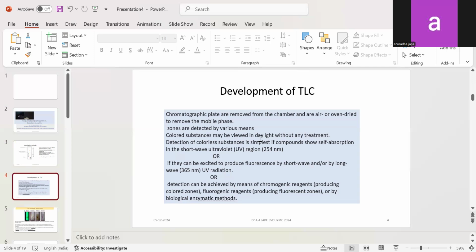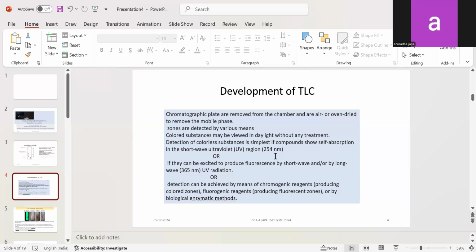As I said earlier, when the chromatography plate is removed from the chamber, it is to be allowed to dry either by simple air drying or by oven drying so that all the mobile phase is removed. Then to visualize the zones, you have to apply the visualization method. Colored substances can be viewed by daylight without any treatment, but biological molecules are to be detected using various methods. As I said earlier, it can be as simple as exposure to UV light. Those which have absorption in the short wave ultraviolet can be identified by this method.